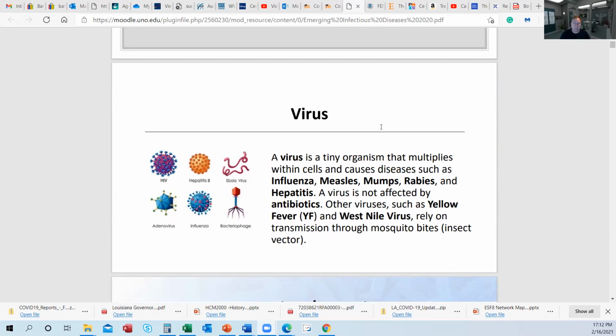Our best defense against viruses is identifying the virus and developing a vaccine. In some cases, it's pretty easy to develop a vaccine. In some cases, it's not. Measles and mumps, as an example. Once we understood the structure of measles and mumps, it was pretty easy for us to develop a vaccine, even 40 years ago when those vaccines were developed.